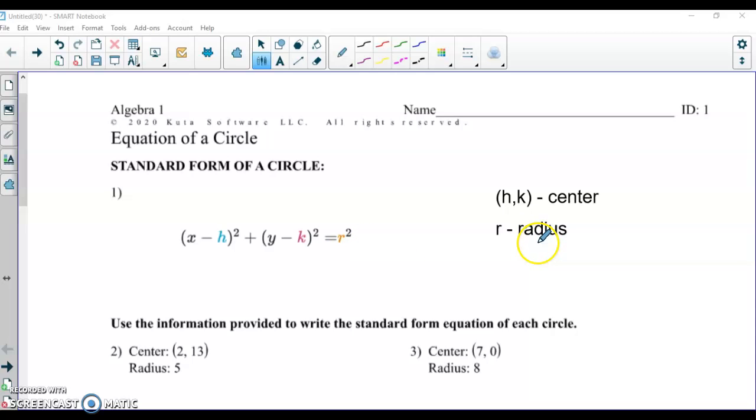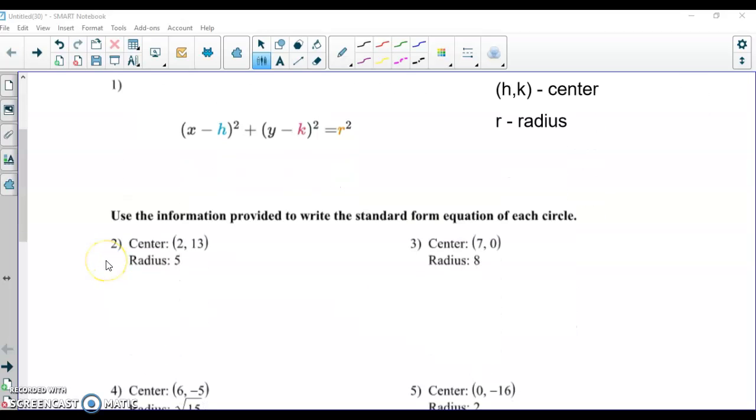R is your radius. So remember, the radius of a circle is the distance from the center to any point on the circle. Okay, so this is going to be our center, this is our radius. So let me show you how we use this to write equations.